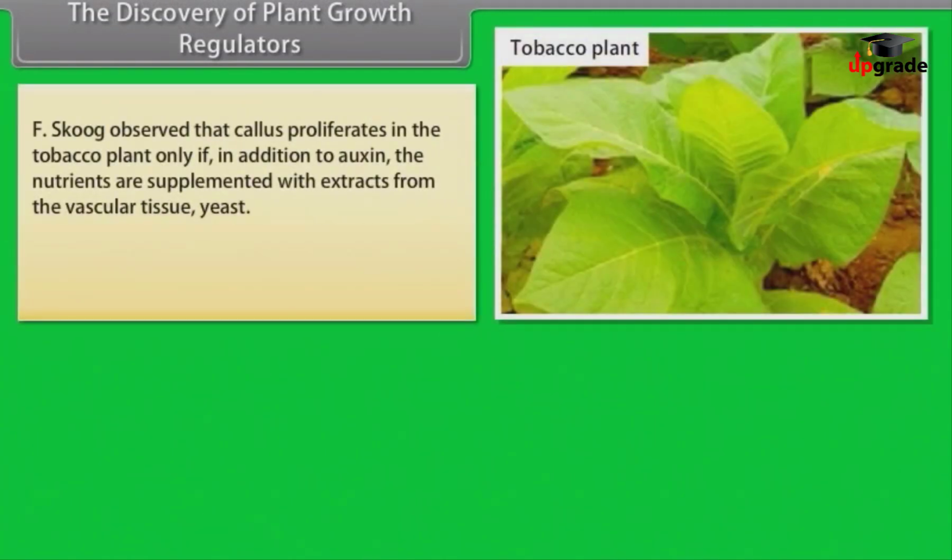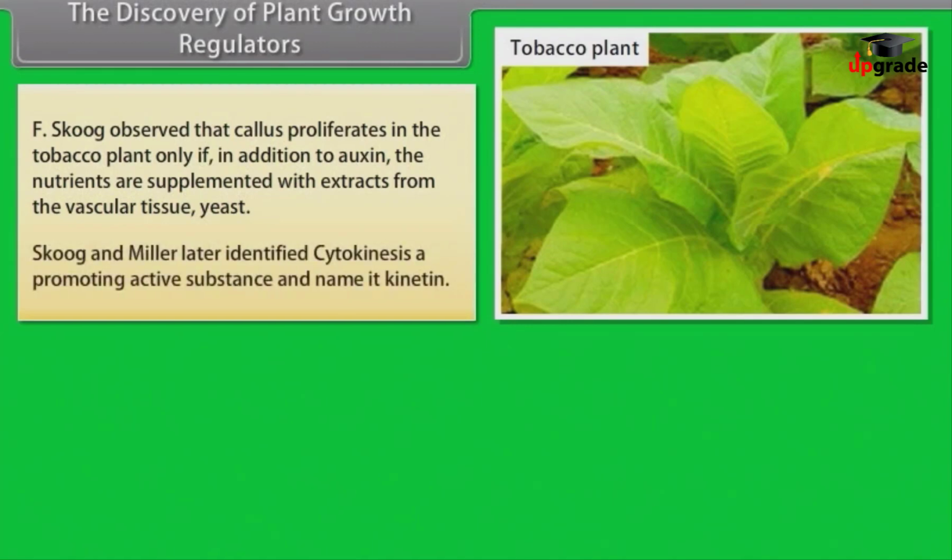The discovery of plant growth regulators. F. Skoog observed that callus proliferates in the tobacco plant only if, in addition to auxin, the nutrients are supplemented with extracts from vascular tissue or yeast. Skoog and Miller later identified a cytokinesis-promoting active substance and named it kinetin.